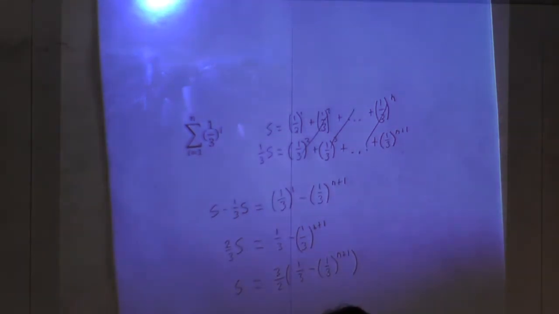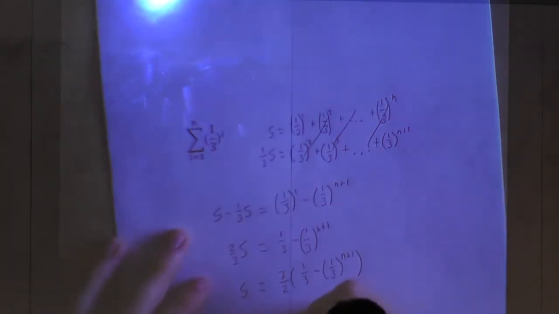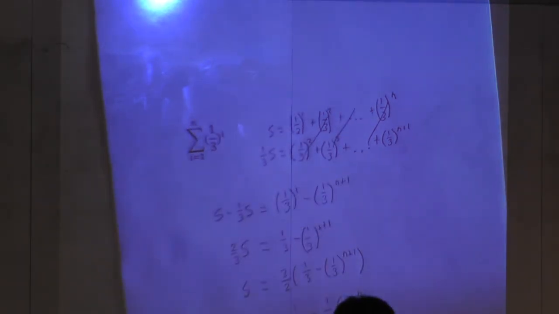Now, you can multiply this in, and you can bring it down to s equals 1/2 right here, and then you multiply this in, and you can just subtract it like this, 1/2 times (1/3) to the n. So that's your closed form for that geometric sum.